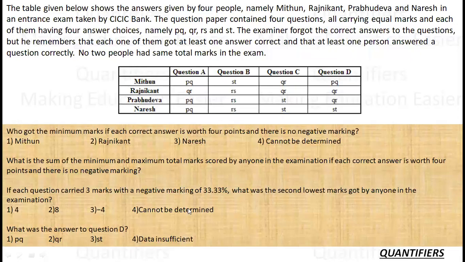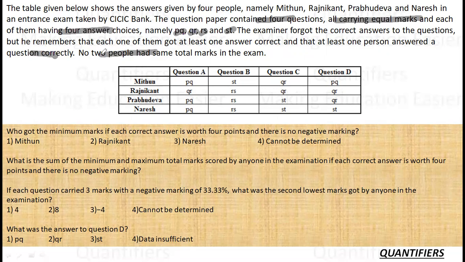It says the table given below shows the answers given by 4 people, namely Mithun, Rajnikant, Prabhudeva and Naresh, in an entrance exam by CICIC Bank. The question paper contained 4 questions, all carrying equal marks, and each of them has 4 answer choices: PQ, QR, RS and ST. The examiner forgot the correct answers to the questions, but he remembers that each one of them got at least one correct, that is, at least one person answered a question correctly.